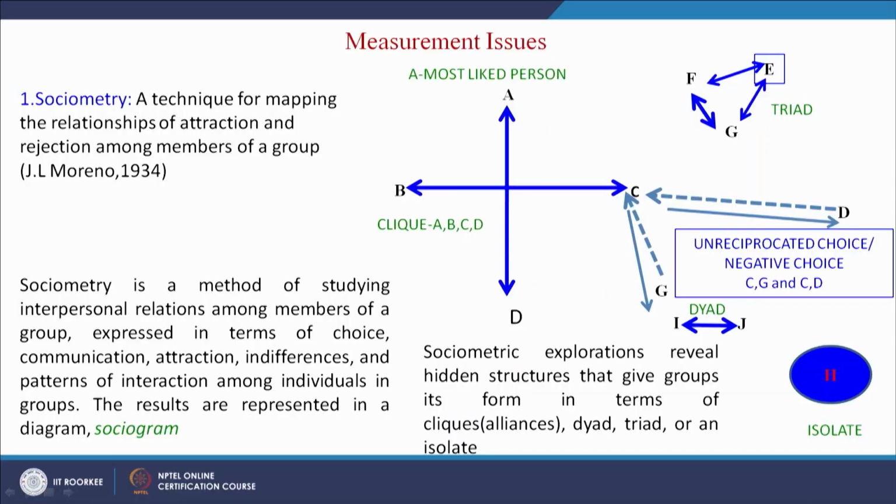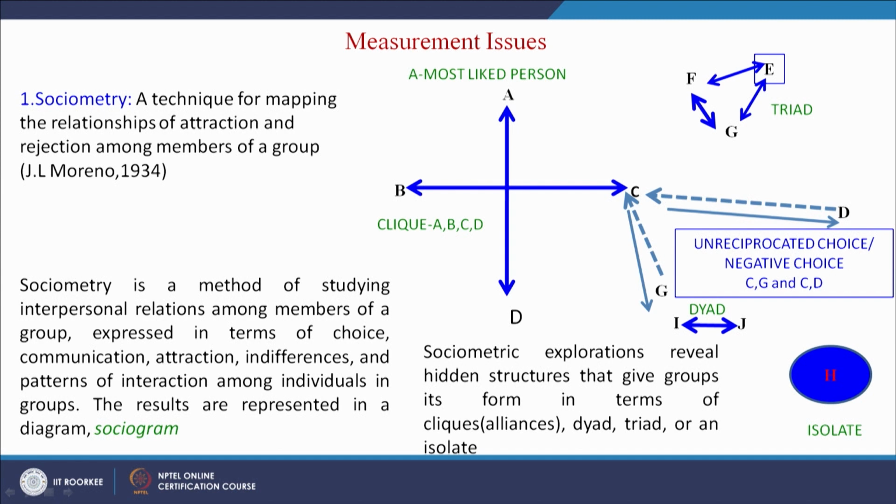Now, the interesting part is that we can see two other members in the group, C and D. Here, C and D in grayish blue: C is responding to D, that means C prefers to interact with D, but D is not interested in interacting with C. The dashed arrow indicates that C is attracted to D, but D is not showing any interest in C. Similarly, C is very much interested in interacting with G, but G is not interacting with C. That means the choice is unreciprocated.